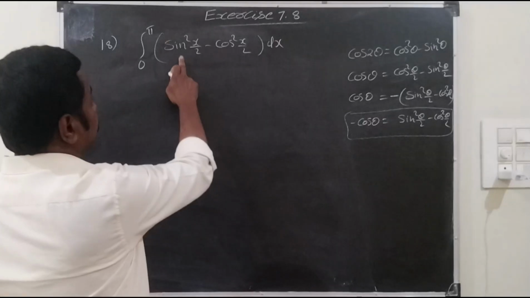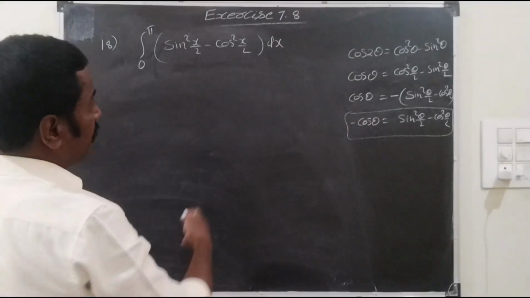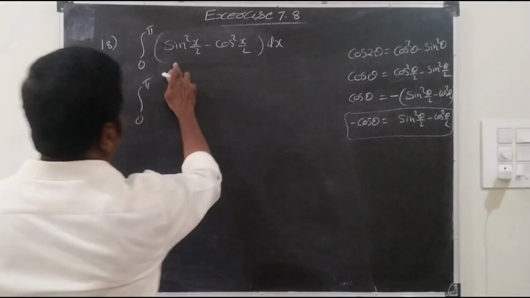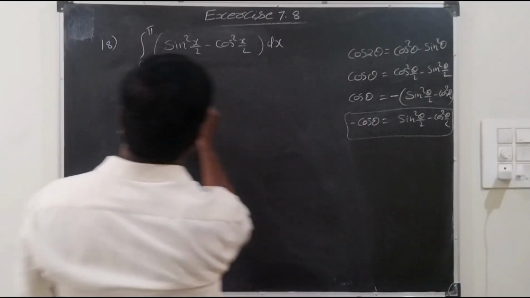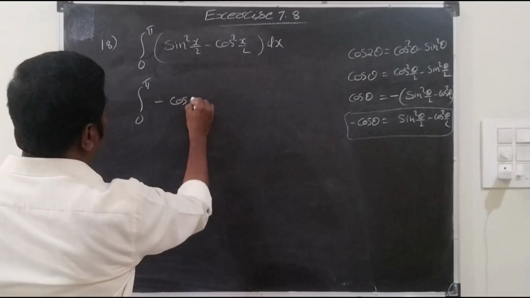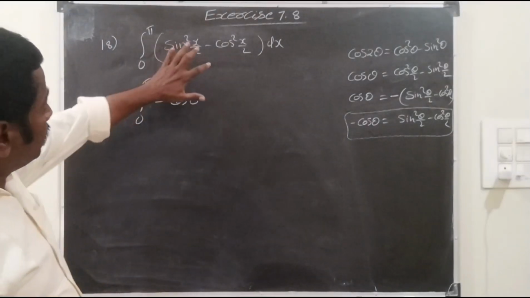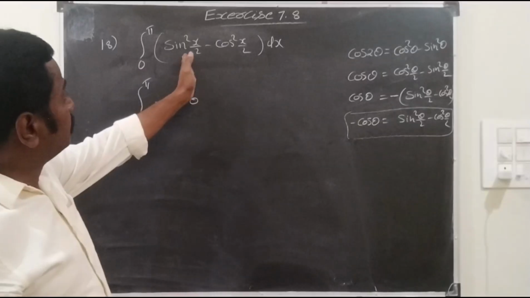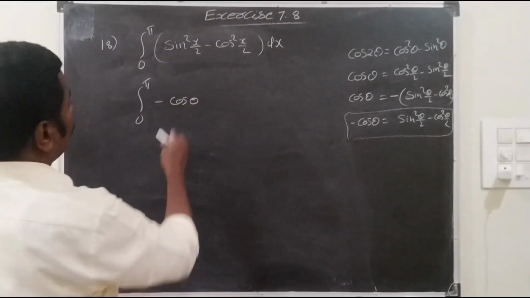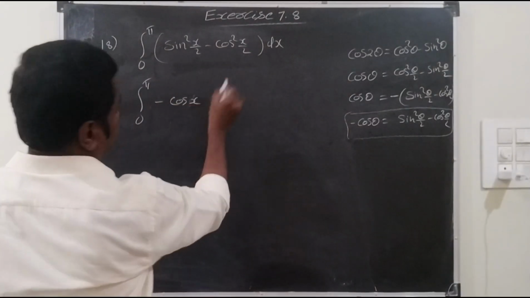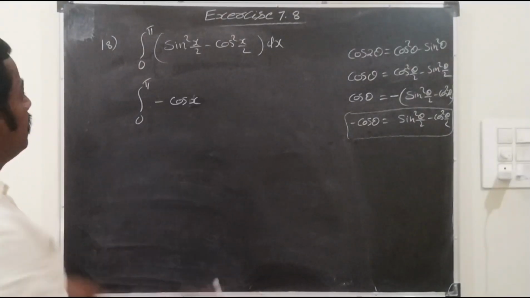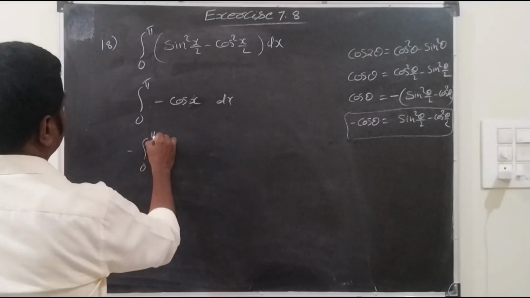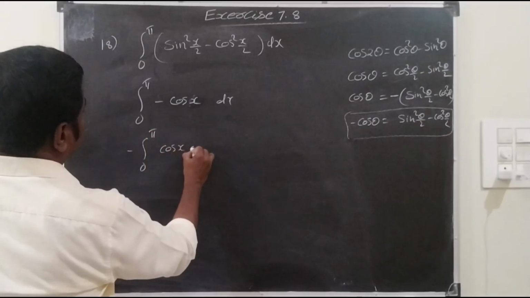Sin square x by 2 minus cos square x by 2, in the place of x, theta. That is nothing but the integral from 0 to pi; I can write, instead of this, minus cos theta. So up to now I did not do anything; I just applied trigonometric formula simplification. In the place of sin square x by 2 minus cos square x by 2, we can write minus cos x, with theta replaced by x. Minus keep outside, integral from 0 to pi cos x dx.